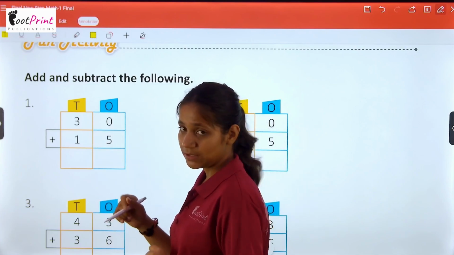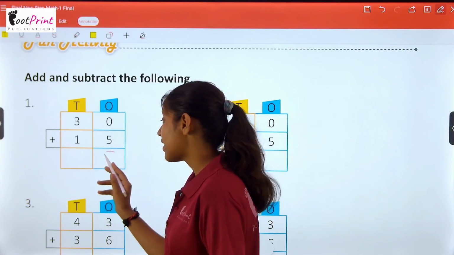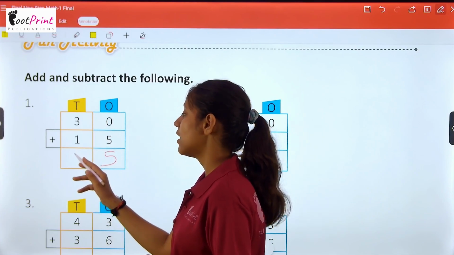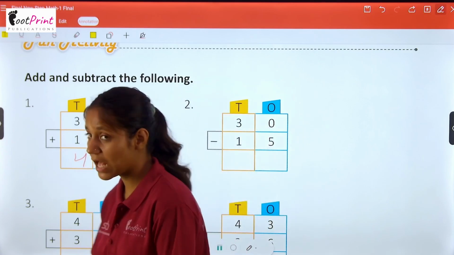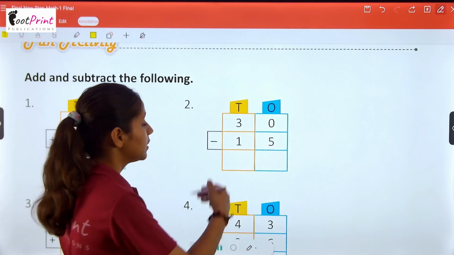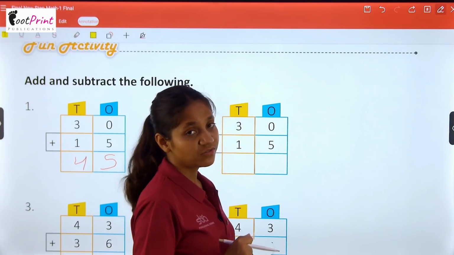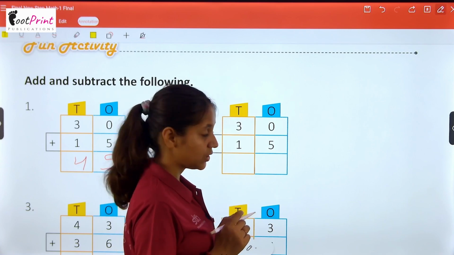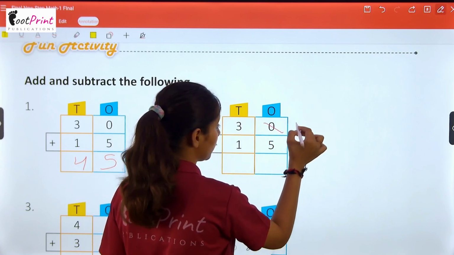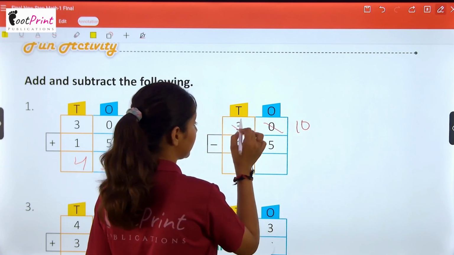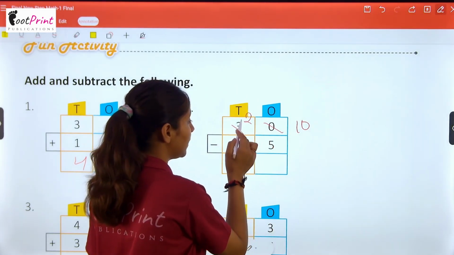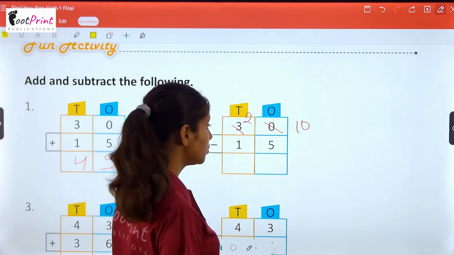30 plus 15. 0 plus 5 is 5. Now 3 plus 1 is 4. So 45 is the answer. Now subtracting it, 30 minus 15. 5 cannot be subtracted from 0. So we will make this 0 as 10 and this 3 will become 2 tens. Okay, because it has given one borrow to the ones place.